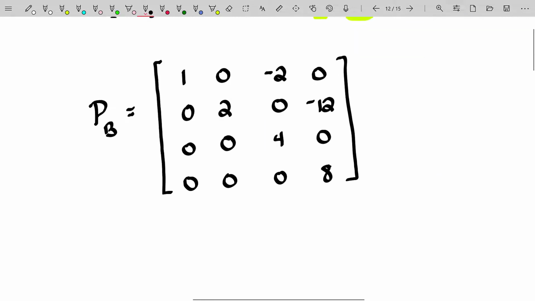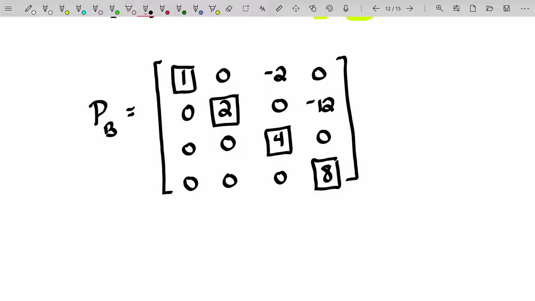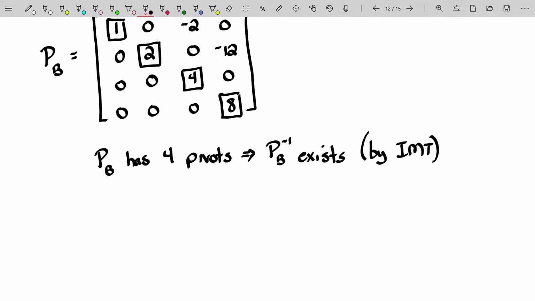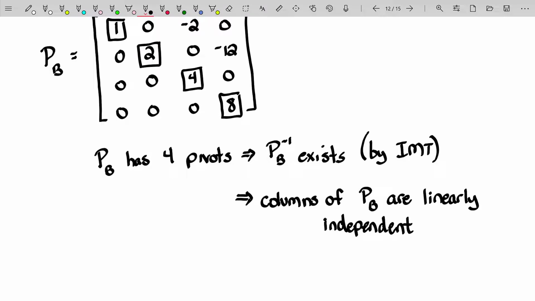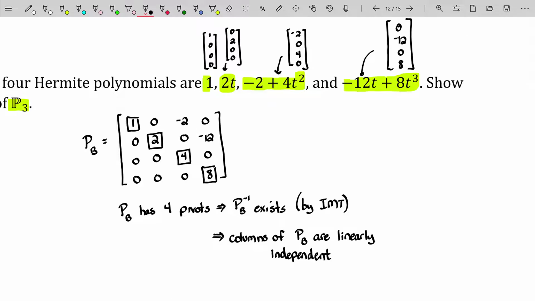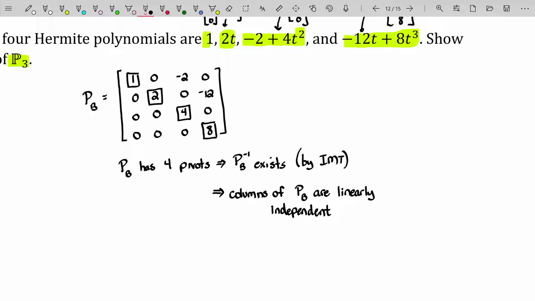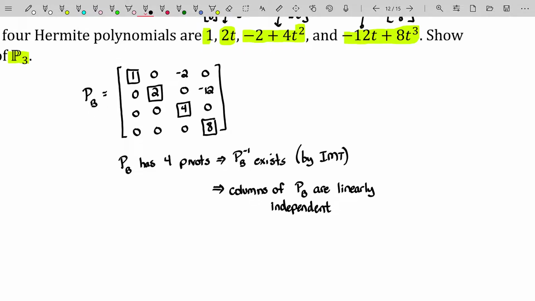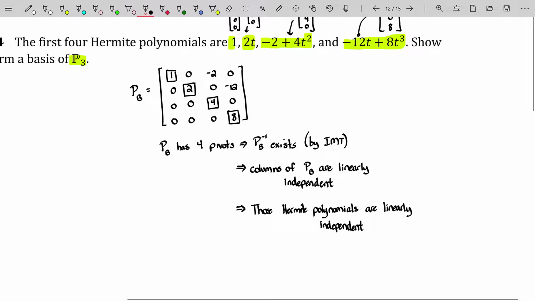Note that this change of coordinates matrix has 4 pivots, which implies by the invertible matrix theorem that the inverse of our change of coordinates matrix exists, which implies, again by the invertible matrix theorem, that the columns of our change of coordinates matrix are linearly independent. And remember, these columns are the coordinate vectors for our original Hermite polynomials, which implies that those original Hermite polynomials are linearly independent.